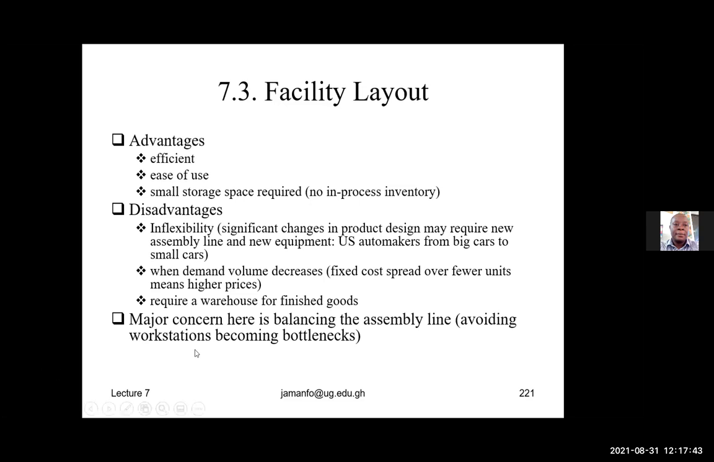In operations, there is a concept we'll look at later on where we make sure that the workload at each workstation is relatively equal for everybody. That's what we refer to as balancing the assembly line, so that we don't have work loaded at one workstation and the other workstations doing very little. When you do that, it creates bottlenecks, as I have just explained.